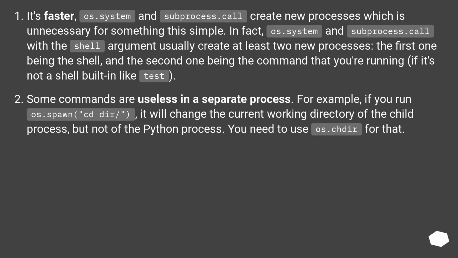It's faster. os.system and subprocess.call create new processes, which is unnecessary for something this simple. In fact, os.system and subprocess.call with the shell argument usually create at least two new processes, the first one being the shell, and the second one being the command that you're running, if it's not a shell built-in like test. Some commands are useless in a separate process. For example, if you run os.spawn cd /, it will change the current working directory of the child process, but not of the Python process. You need to use os.chdir for that.